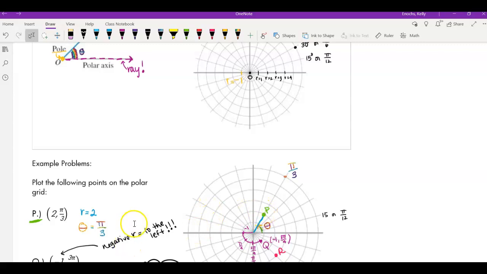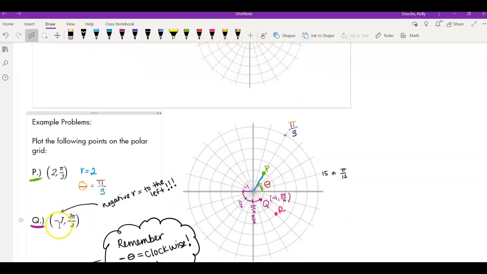Things get a little more complicated when you change either your R value or your rotational value. So our next example you'll see has a negative R value. That means you have to go to the left when you start counting for your R. So you go back one, or to the left one, and then remember we're still rotating counterclockwise because 3 pi over 4 is still positive.